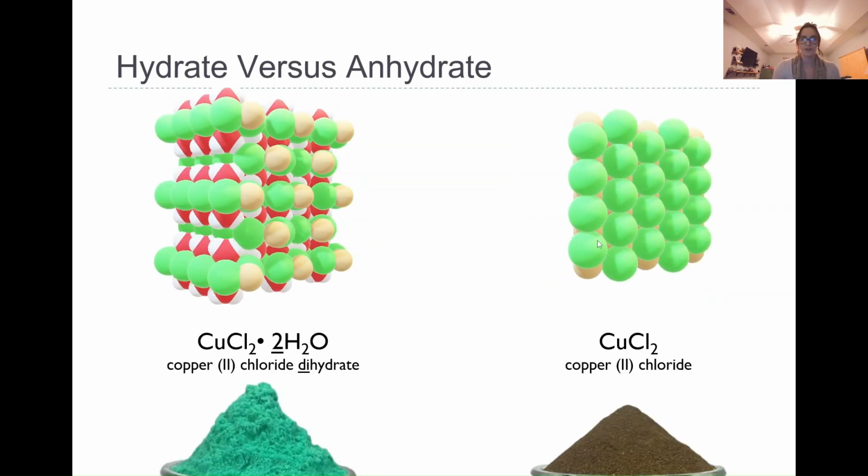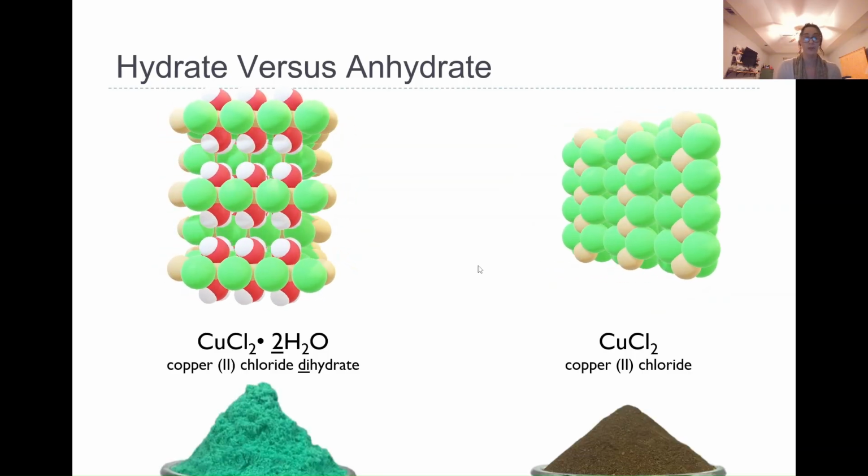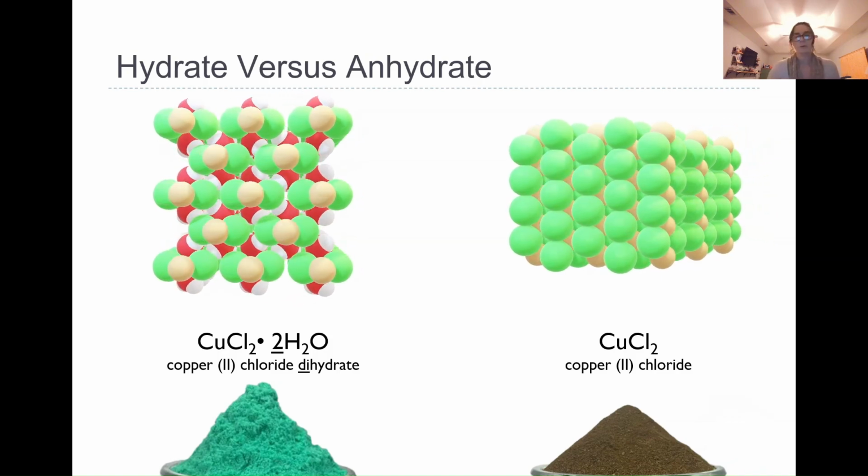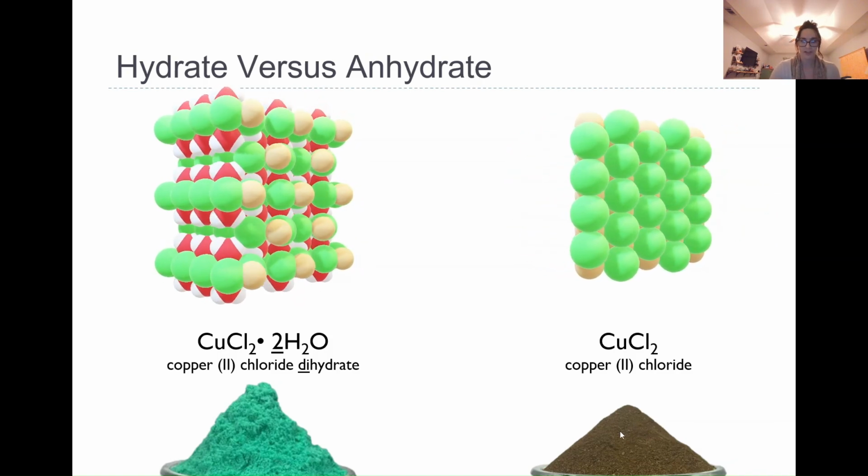Okay, again, hydrate versus anhydrate. You can see the same thing happens for copper(II) chloride. So copper(II) chloride is a lovely green color, but when the water is removed, it kind of looks like just dirt.